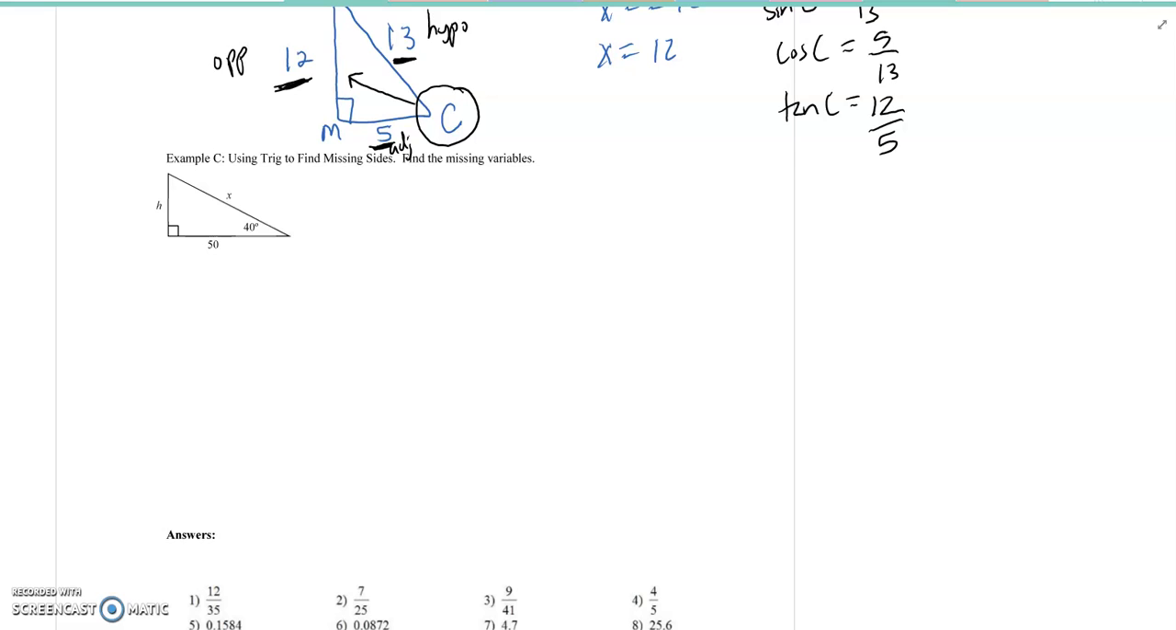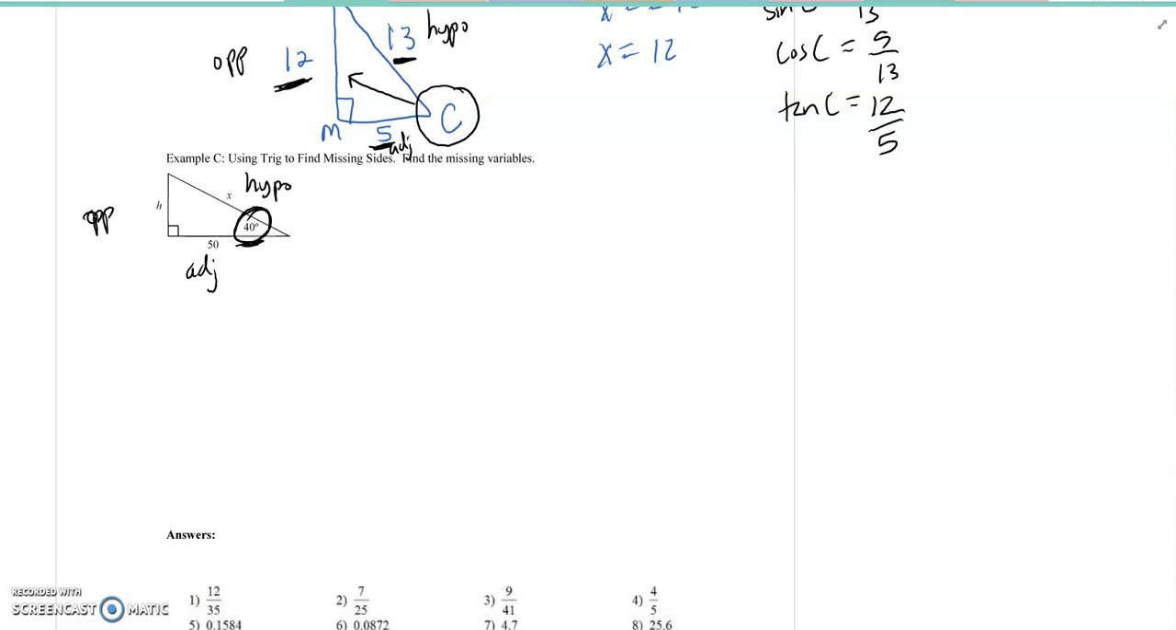The last problems used the triangles to find the ratios. Well, now we're going to use the triangles to find missing sides. So this is the angle that we're given. We're given 40, and our opposite is h, our adjacent is 50, and our hypotenuse is x. Now we need to find h and x.